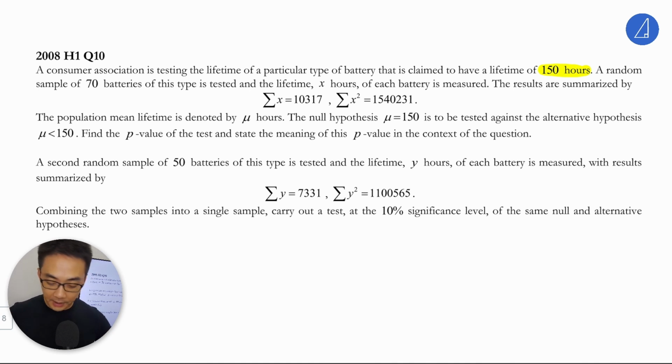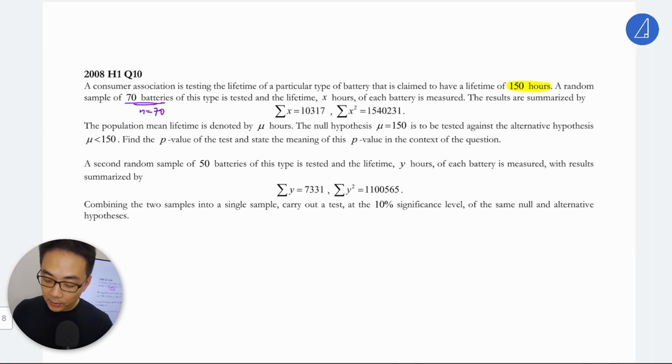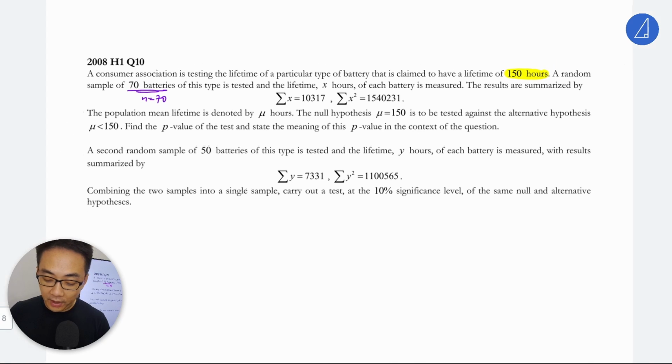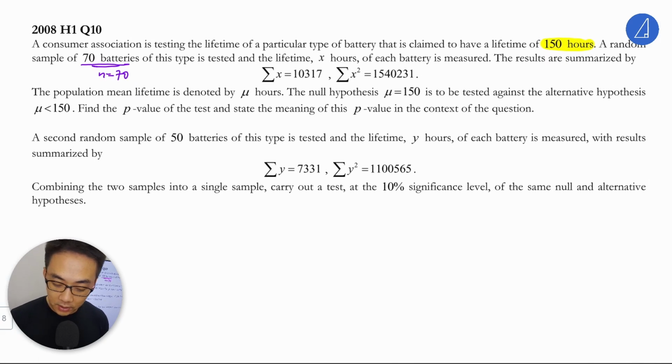So just remember that. After which, your n is 70. You take 70 batteries of this type, then you just test. The population mean lifetime is denoted by mu hours. The null hypothesis is mu equals 150, to be tested against the alternative hypothesis of mu less than 150. Find the p-value of the test and state the meaning of p-value in this question. I think it's not too bad.